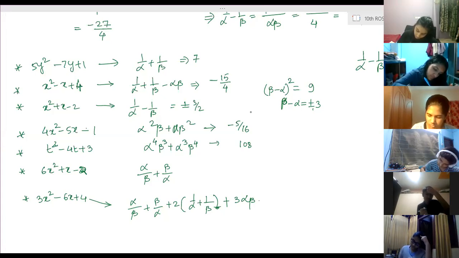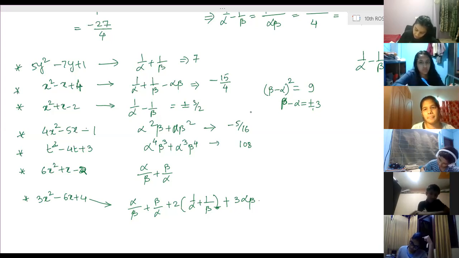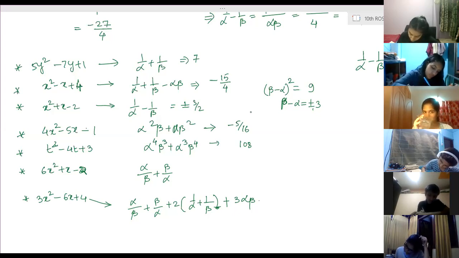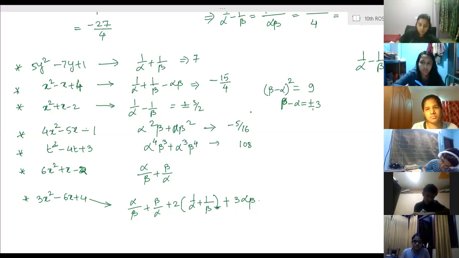Ma'am, I've done till 4x square minus 5x minus 1. Like the sum before that, x squared plus x minus 2. There, I got alpha plus beta and alpha beta, but then it's given 1 by alpha minus 1 by beta. So it'll be beta minus alpha by alpha beta, right? So how do we calculate that?